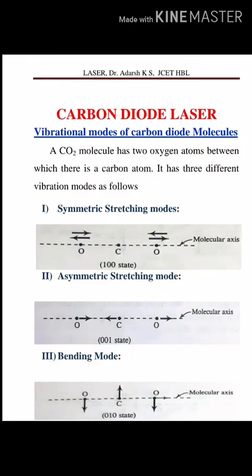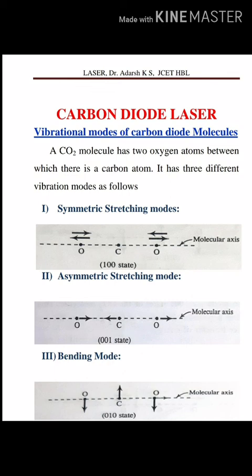Next is the carbon dioxide laser. Before discussing the carbon dioxide laser, we should first understand the vibrational energy levels of the carbon dioxide molecule. A carbon dioxide molecule has two oxygen atoms between which there is a carbon atom, and it has three modes of vibration. The first is the symmetric stretching mode, the second is the asymmetric stretching mode, and the third is the bending mode. Let us discuss them one by one.